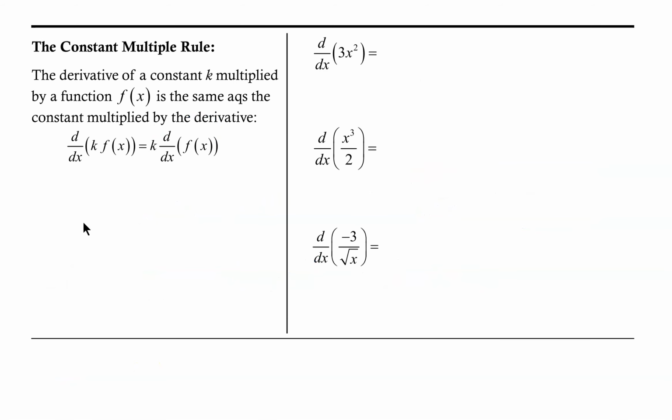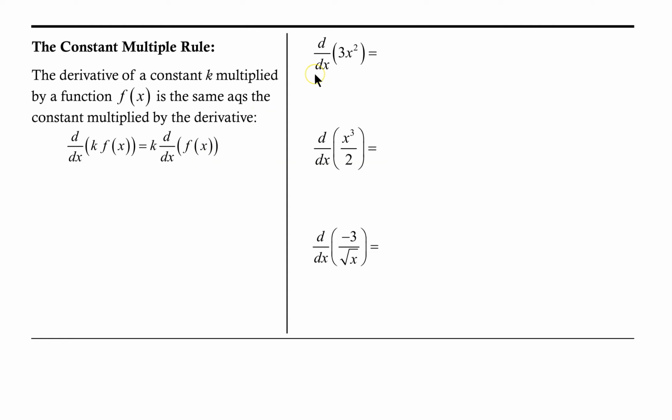The next rule we want to take a look at is known as the constant multiple rule. It states that the derivative of a constant k multiplied by a function f of x is the same as the constant multiplied by the derivative. So you can see here that we have the derivative of k times f of x is equal to k times the derivative of f of x. So let's look at a couple of examples.